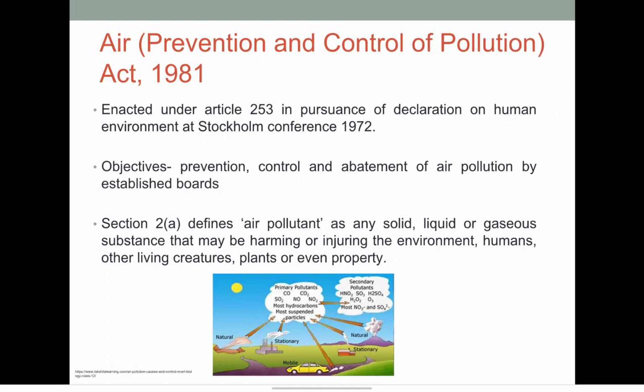Section 2A of this act defines air pollutant. It defines an air pollutant as any solid, liquid or gaseous substance that may be harmful or injurious to the environment, humans, other living creatures, plants or even property. In the illustration below you can see primary pollutants and secondary pollutants. Primary pollutants comprise gases: sulfur dioxide, nitrogen oxides, carbon dioxide, carbon monoxide, and suspended particles. Secondary pollutants form when these primary pollutants react in the atmosphere. So this act defines the meaning of an air pollutant.